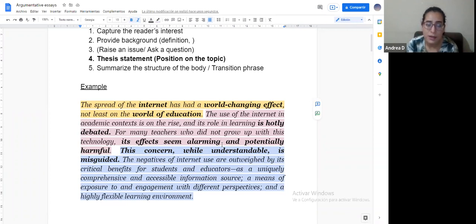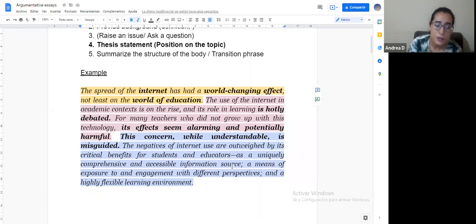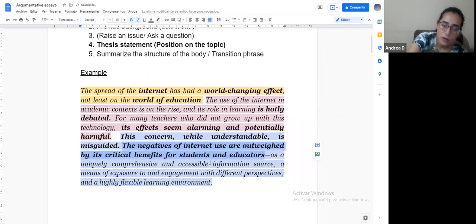The negatives of the internet use are outweighed by its theoretical benefits for students and educators as a uniquely comprehensive and accessible information source, as means of exposure to an engagement with different perspectives, and as a highly flexible learning environment. So here, what he's doing is telling you once again his position. So basically, the benefits outweigh the shortcomings or the negatives.